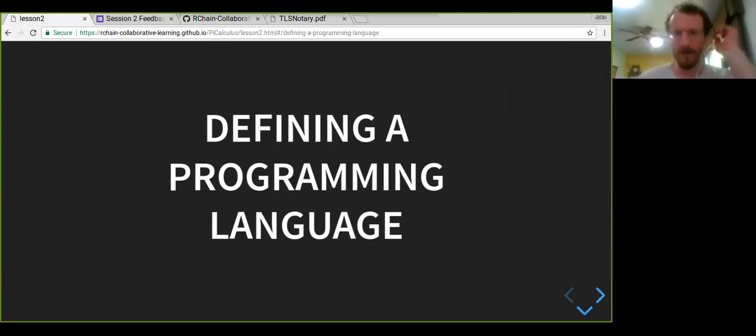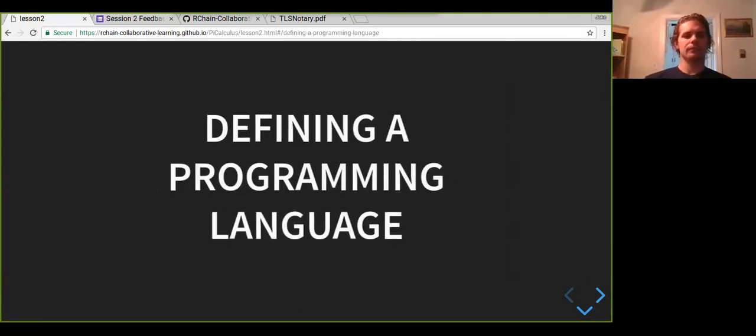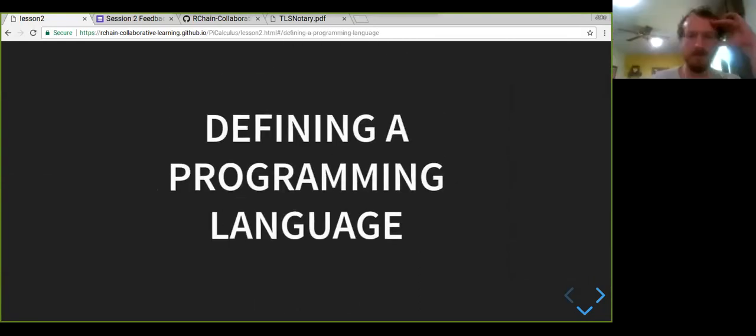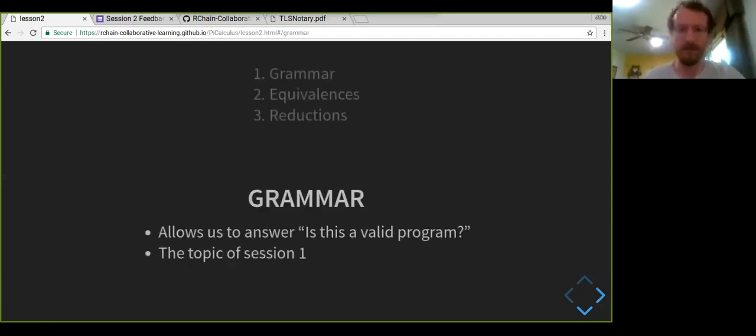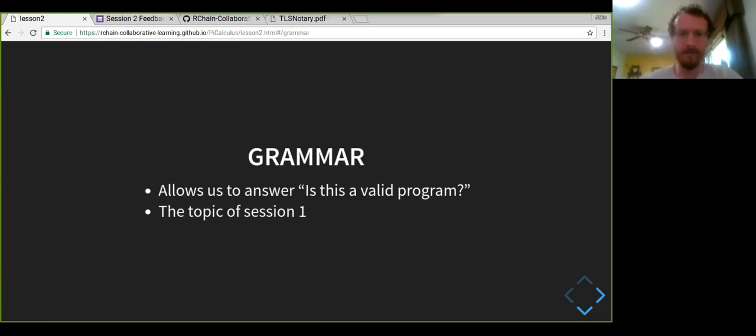All right, so for defining programming languages, we need three things. We need grammar, we need equivalences, we need reductions. Last week, we went over the grammar, and we gave kind of hand-wavy explanations for the equivalences and reductions, but we haven't really given these formally yet. So I'm hoping to do that today.